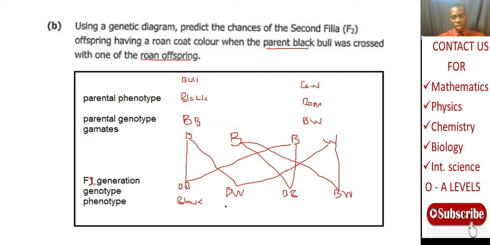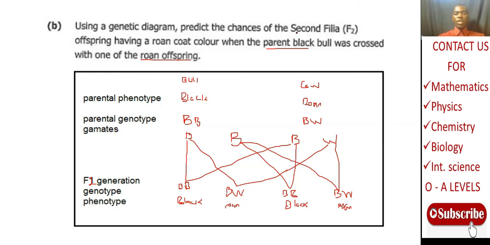Then you go to this one is roan, okay? So this one is roan. Then from there, this one is black, okay? So black, then this one is also roan. So you write, this is your roan. Okay, so that is the roan there.